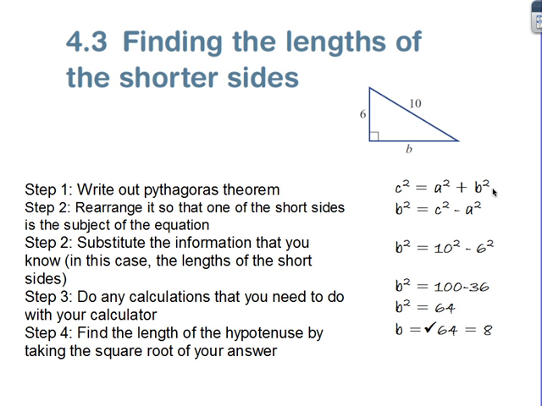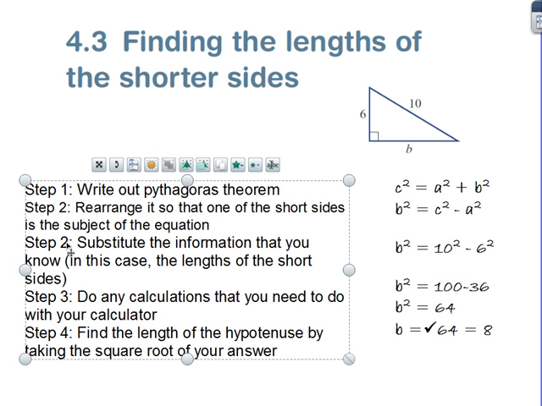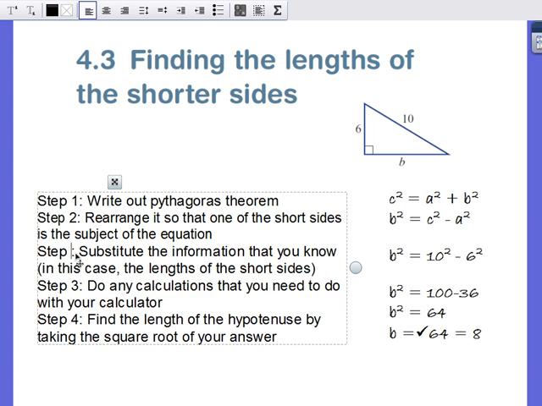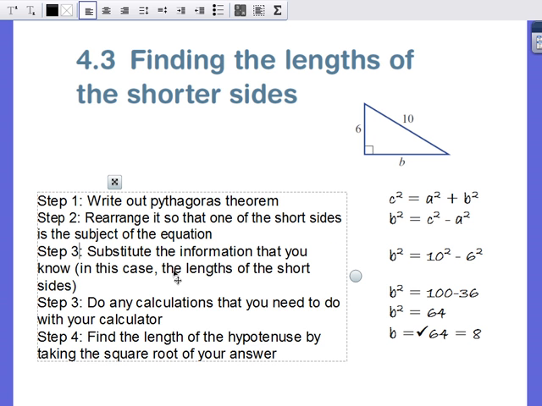If you want to know how I got from here to here, all I did was subtract a squared from both sides of the equation and then flip it. But you can just take this formula and use it. You don't have to work it out every time. Okay, this should be step 3, is I'm going to substitute in the information that I know.